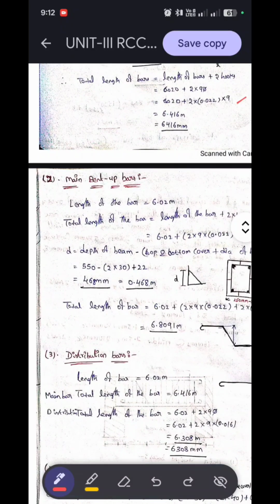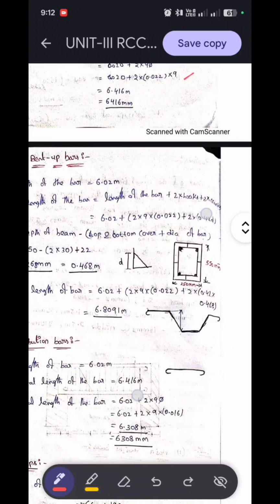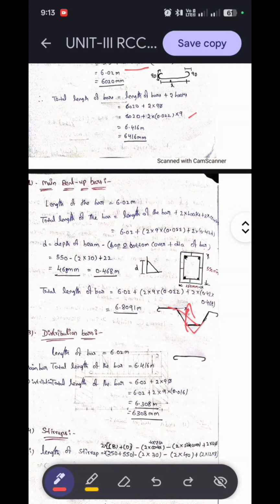Next, second item of work, main bent up bars. The length of the bar is already calculated, 6.02 meters, and now we calculate the height. The formula is depth of the beam minus top and bottom cover plus dia of the bar. Depth of the beam is 550 minus 2 into 30, top and bottom cover, plus dia of the bar 22. So the value is 0.468 meters.